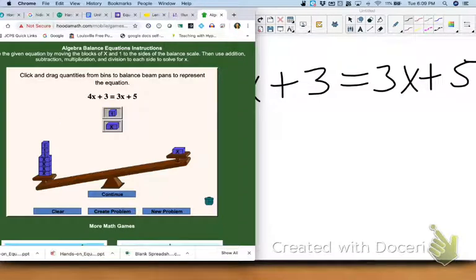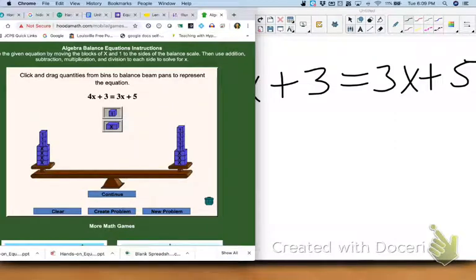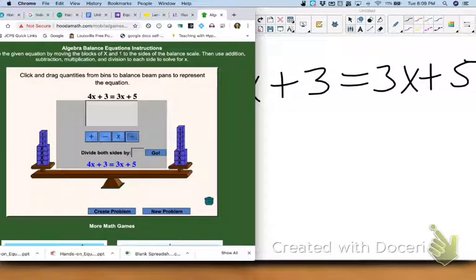Over on the right-hand side, I'm going to drag 3 x's, and then I'm going to drag 5 units. I'm pretty sure I did it right because it's balanced, but I'm going to click continue just to make sure. It didn't yell at me, so that means I did it right.